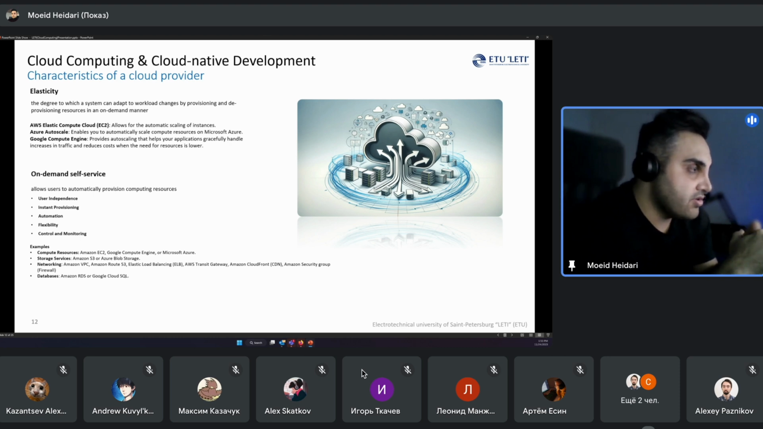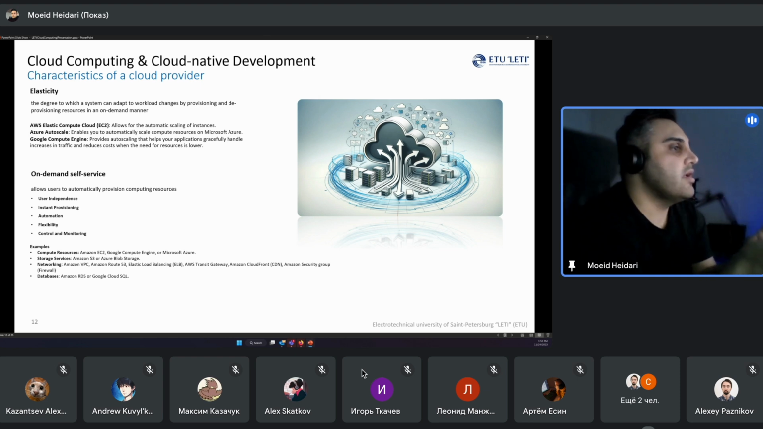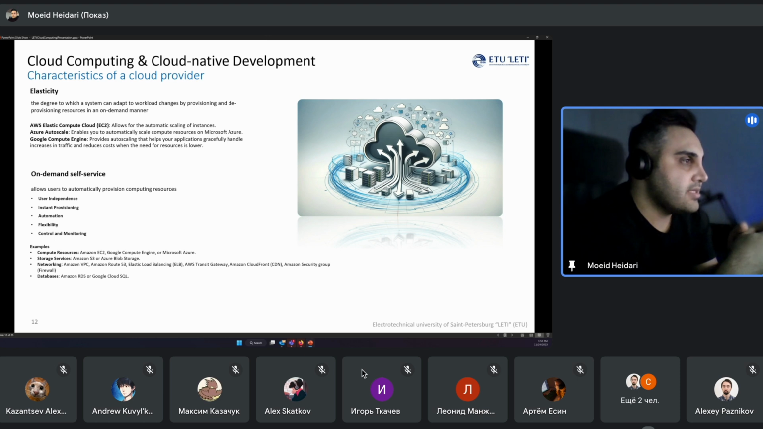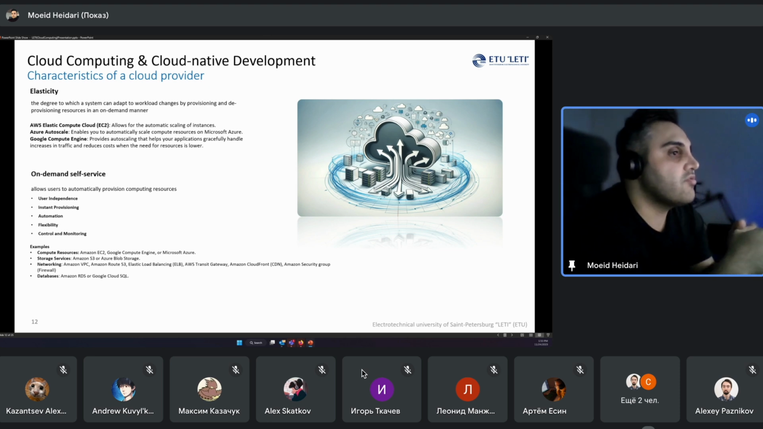Networking, for example, Amazon VPC. We have a service called VPC in Amazon, which is fully responsible for the networking stuff. Amazon Route 53 is a DNS service provided by Amazon, with which you can create your own local DNS system and your own way of domain name translation. Elastic Load Balancing, or ELB, and AWS Transit Gateway.